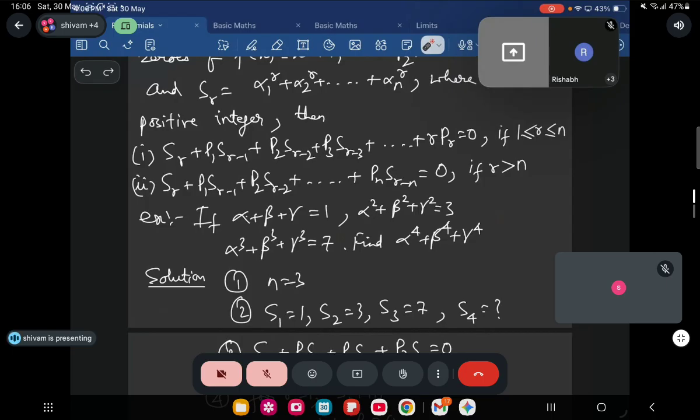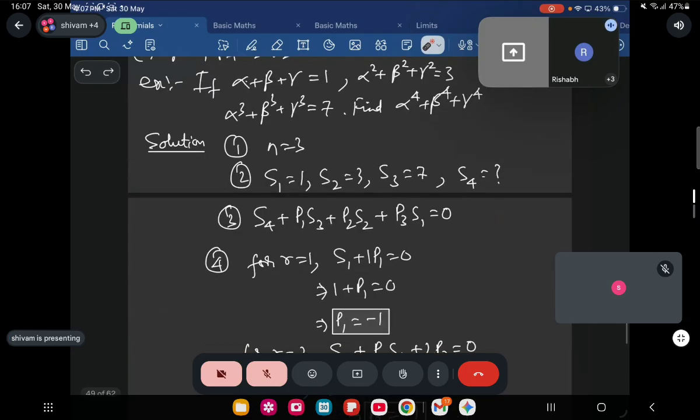First one. Are you getting? Because 1 is less than 3. Over here, the degree of the polynomial is 3. There are 3 zeros. So, S1 plus 1 P1 equal to 0. So, over here, P1 equal to minus 1. Is it clear? Yes, sir.